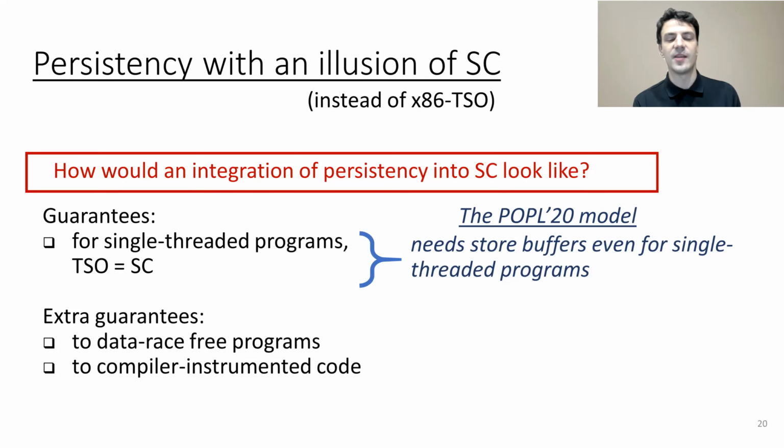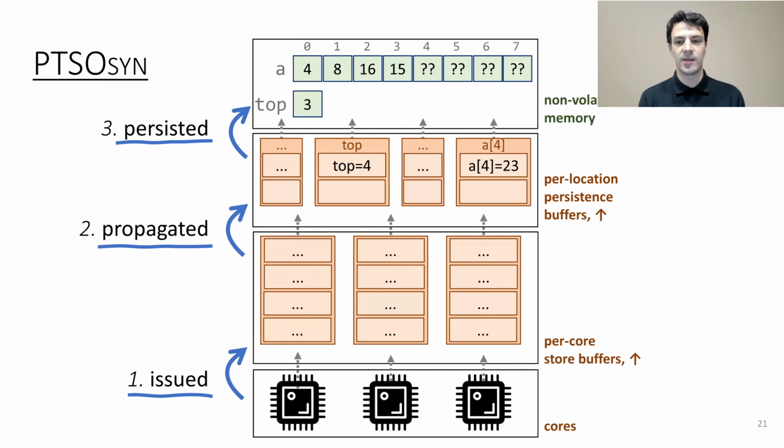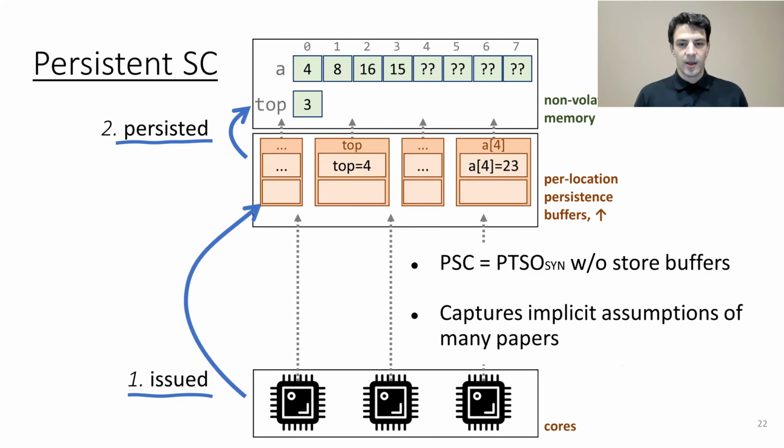And there are several extra guarantees that we want. So we want to ensure that data race-free programs have SC semantics, and we want a compilation scheme that would enforce SC. So we start with PTSOSYN and simply remove the store buffers from this model. And the resulting model is actually quite simple. It has very simple looking transitions, which I encourage you to look up in the paper. And we think that this simple model captures implicit assumptions made in many papers of the prior work.